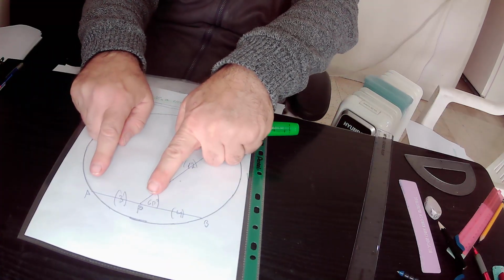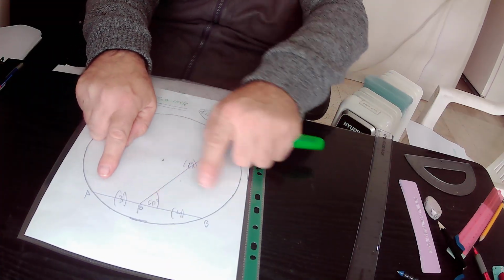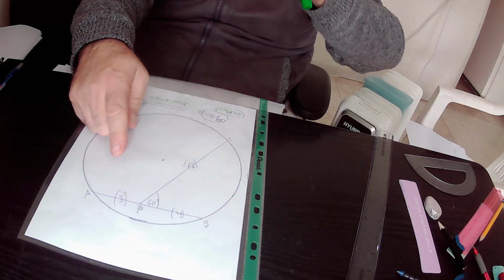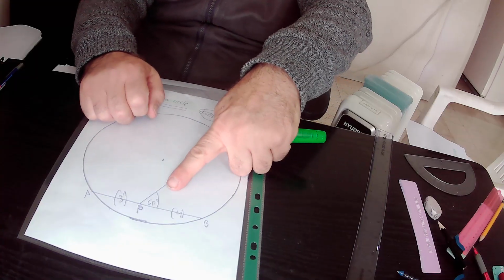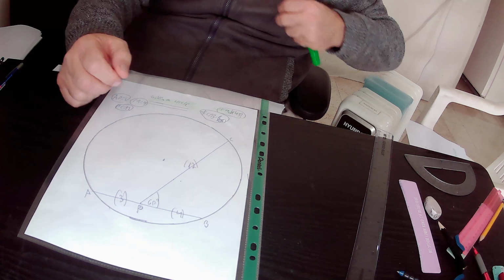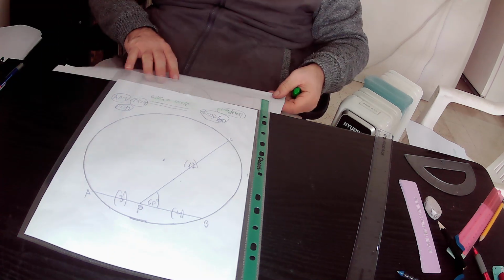This is line segment AP. This equals 4 units in its turn. This is line segment PB. This equals 4 units in its turn. And this is angle CPB. This equals 60 degrees in its size. Again, our task is to find out the radius of this circle.